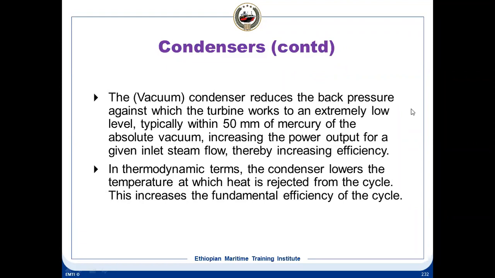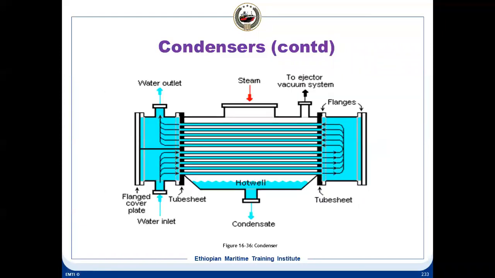In thermodynamic terms, the condenser lowers the temperature at which heat is rejected from the cycle, and this increases the fundamental efficiency of the cycle. Even an atmospheric condenser will look more or less the same. Construction wise, it will be more or less the same. The only thing is this ejector vacuum system won't be there. Otherwise, your water inlet, that is your seawater inlet or LT water inlet, the cooling water inlet, will be the same.